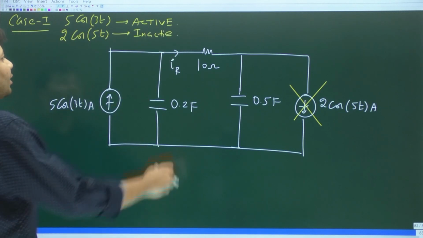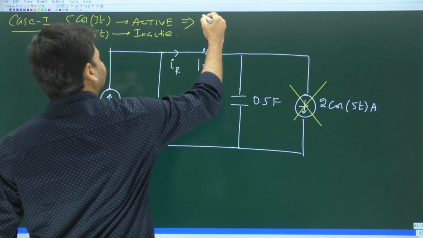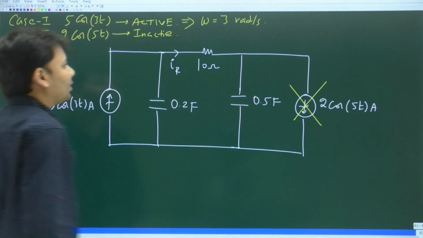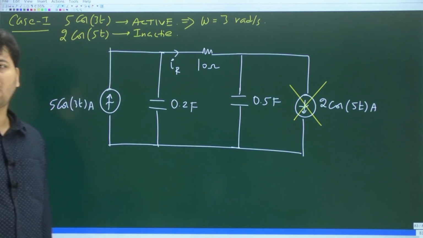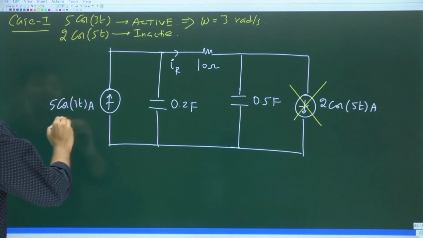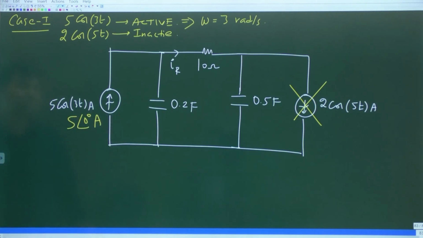Now what is the operating frequency? Because 5 cos 3t is active, the operating frequency has to be 3 radians per second. Now 5 cos 3t would become 5 at an angle of 0 degrees amperes in the phasor domain. Yes.